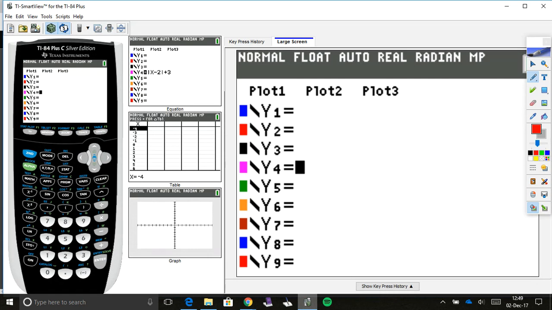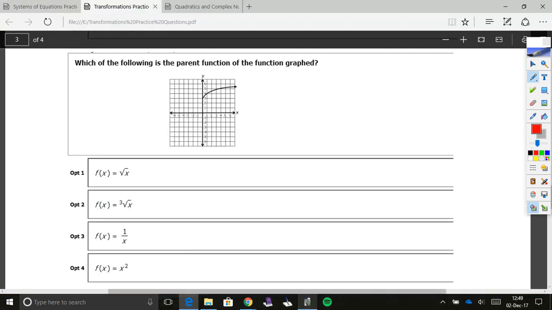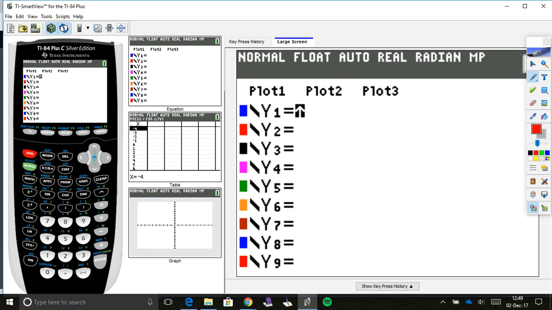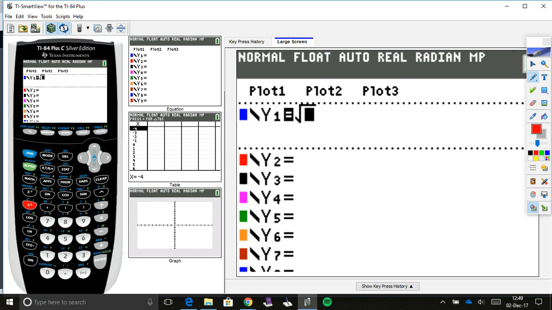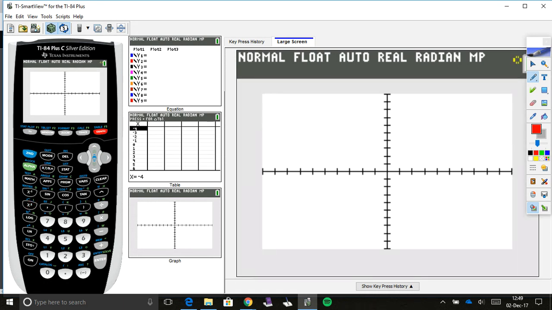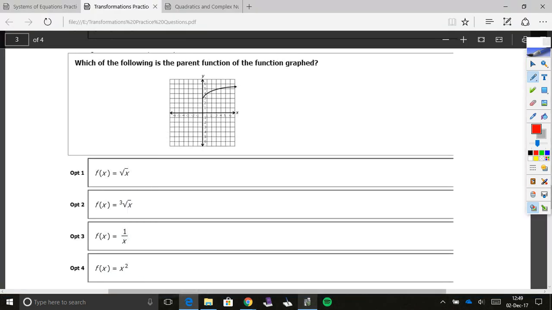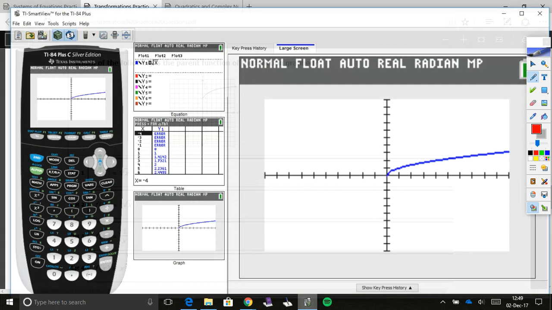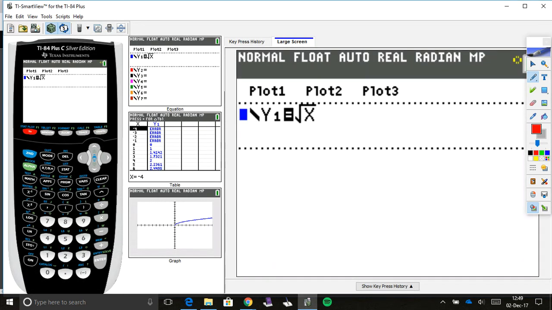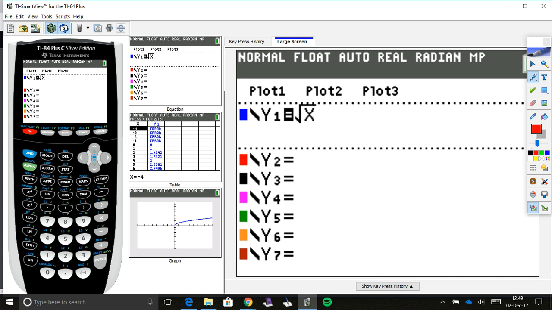So let's type these in. I'll just do one at a time here, just to make this a little bit easier. The first one is the square root of x. So if we type in the square root of x, and we hit graph, what type of shape does this give us? All right, that looks very similar, doesn't it? So it's probably option 1, but let's just check the other options just to see what they look like. Well, let's keep that in mind. It probably is option 1.